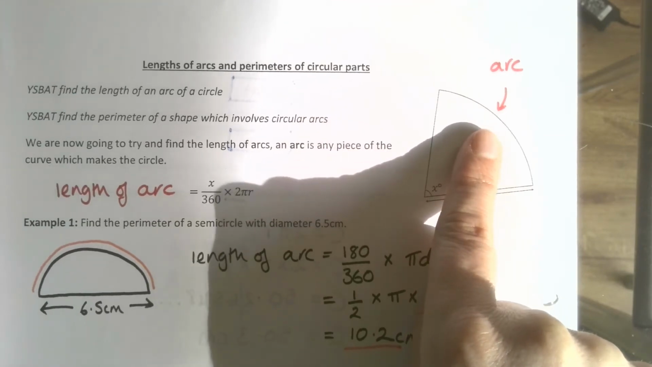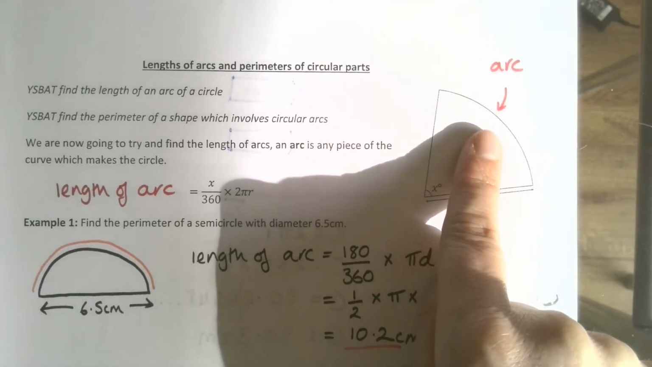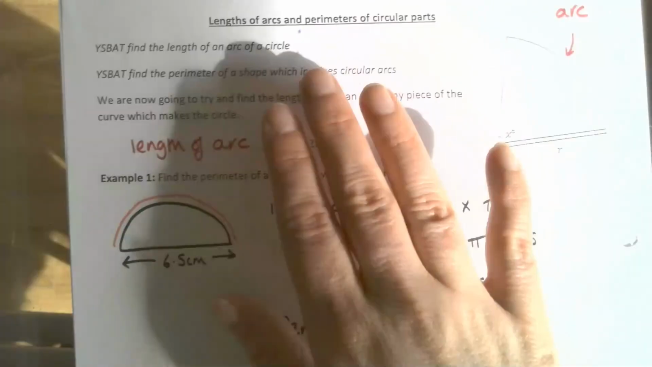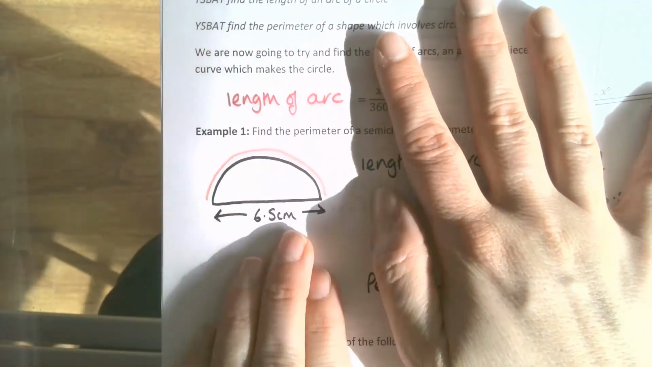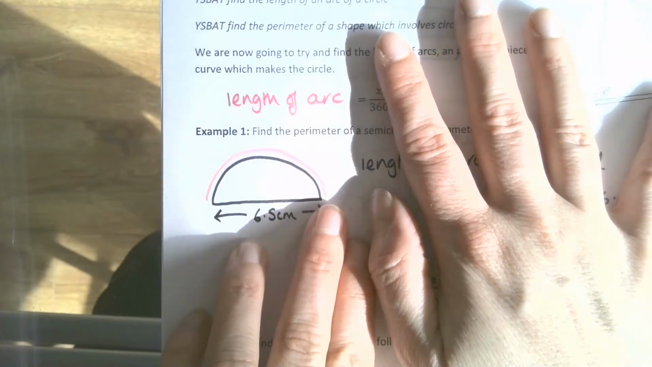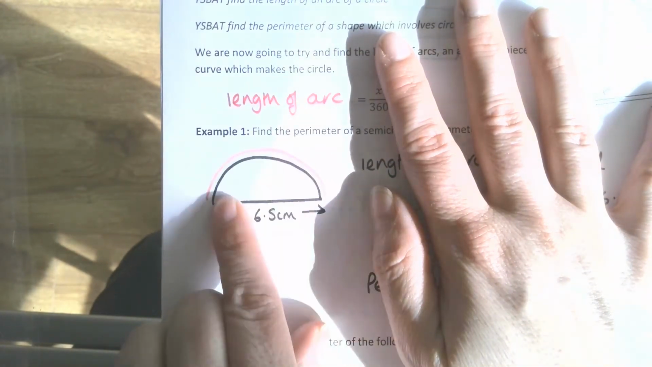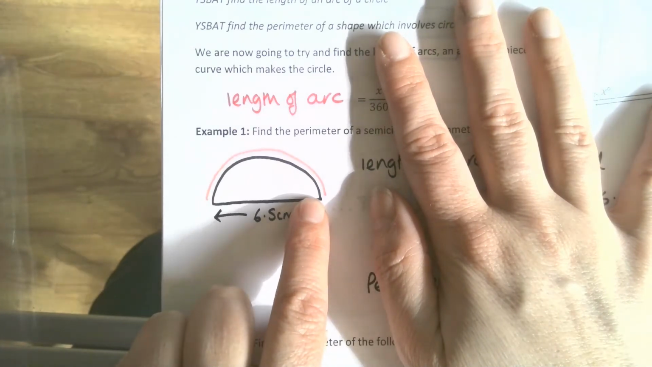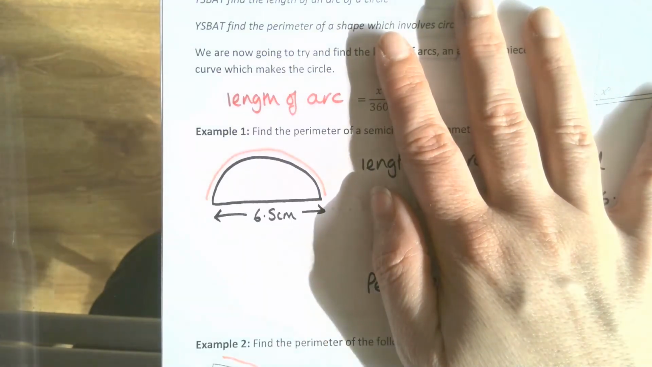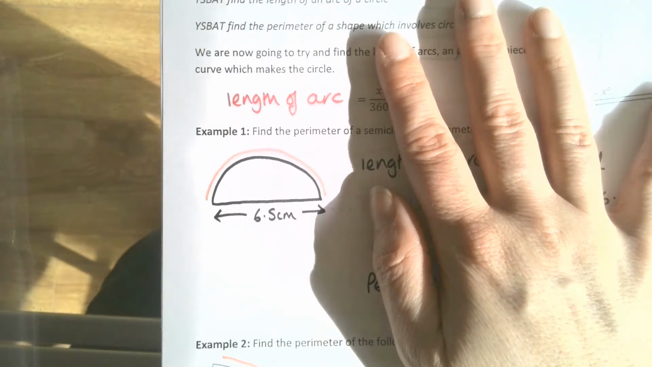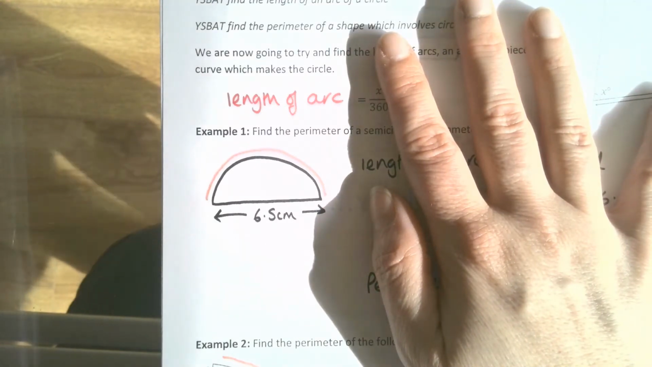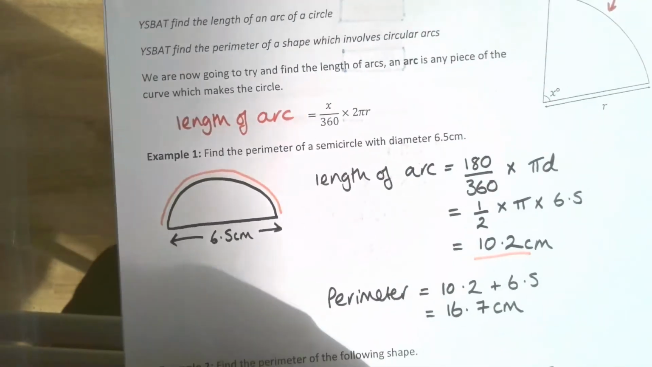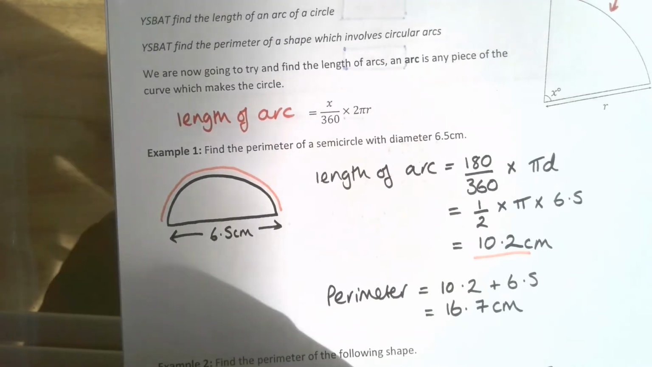If we had a semicircle like this, then it's fairly obvious that the length of this arc is going to be half of the total circumference. Or if we had a quarter of a circle, it's going to be obvious that the length of the arc is going to be a quarter of the full circumference. But we don't always have nice, neat circles like that, so we have to have a general rule.